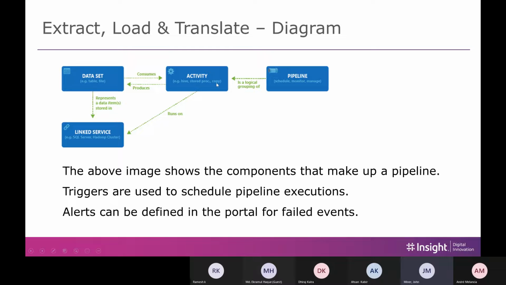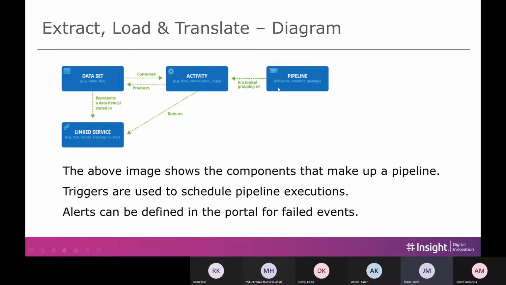Activities are like the copy activity, stored procedure, execute Databricks notebook. Those are things that allow us to do the work, say maybe remove a file. And guess what? Now we combine all these activities with the datasets and we make a pipeline. A pipeline is a unit of work that we can schedule.